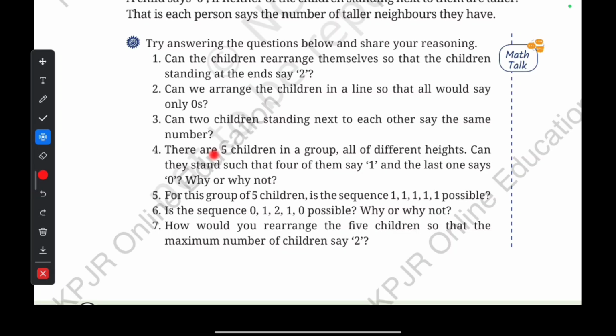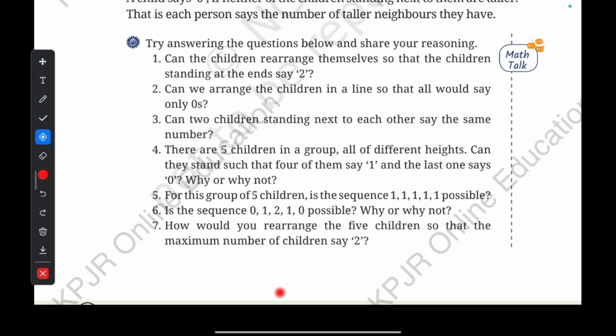How would you rearrange the 5 children so that the maximum number of children say 2? So the maximum number of children who can say 2 is 2. To get a child to say 2, they must be standing in the middle. Correct? So taller children have to stand on both sides. With 5 children, we can create at most 2 such cases. So we can write 2 cases regarding this.